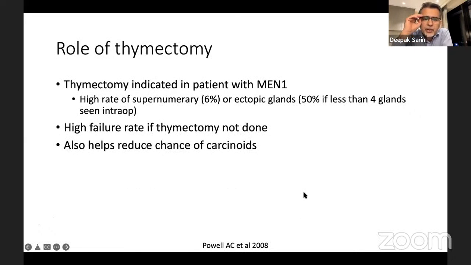We tend to do a thymectomy in all, but as you both said, if you find all four, then the chance of finding supernumerary glands in the thymus is very small, less than 5%. But certainly if you find only three, then there's a 50% chance you're going to find an ectopic gland in the thymus. Nonetheless, we do a transcervical thymectomy now for all patients with MEN1, just because literature says it may reduce recurrence rates, and there is, of course, the risk of developing carcinoids in the thymus in these patients later.